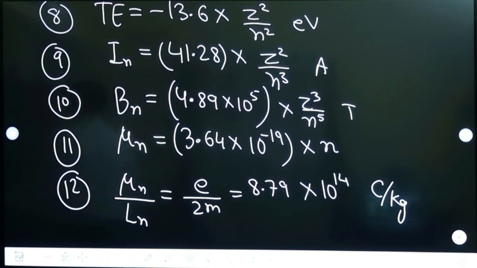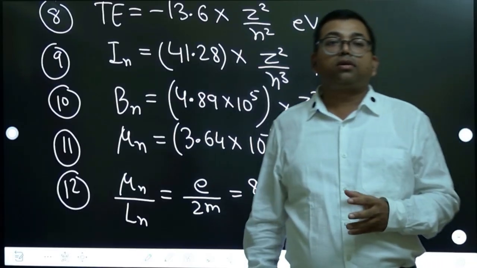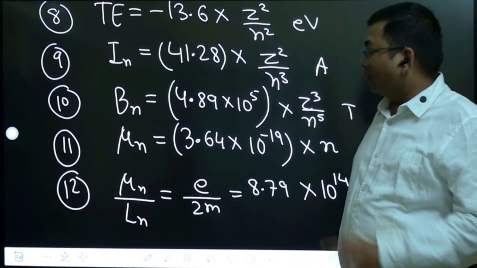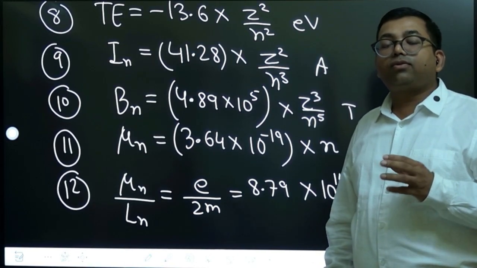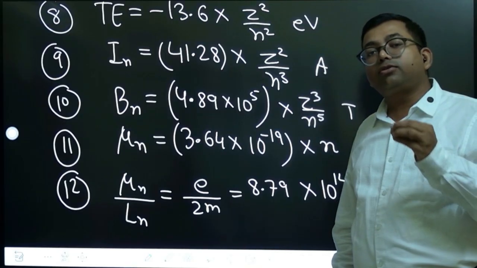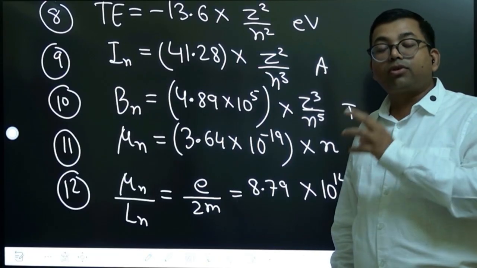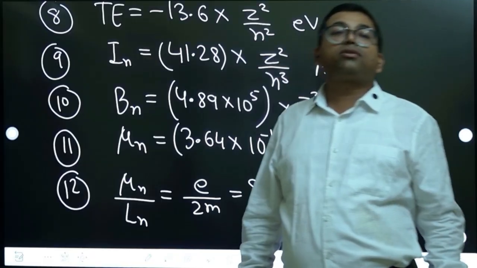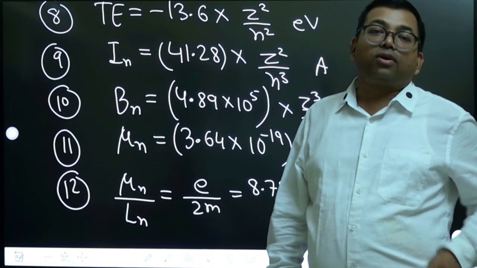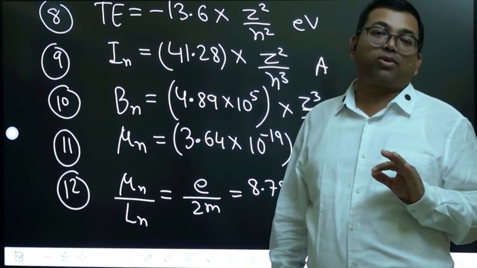Note that all these formulas show quantization, the principle of quantization in Bohr's model. I have written here almost 12 formulas. In NEET, if you can mug up these formulas, you can solve questions fast. That is the idea. And now I am also giving some more formulas so that within a few seconds you will solve the problems. The only thing is that you have to mug up these formulas. You have to remember these formulas.